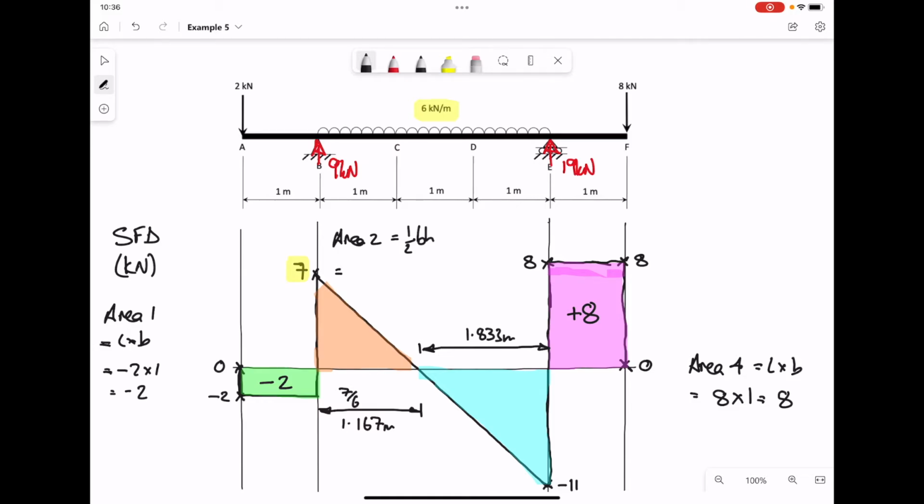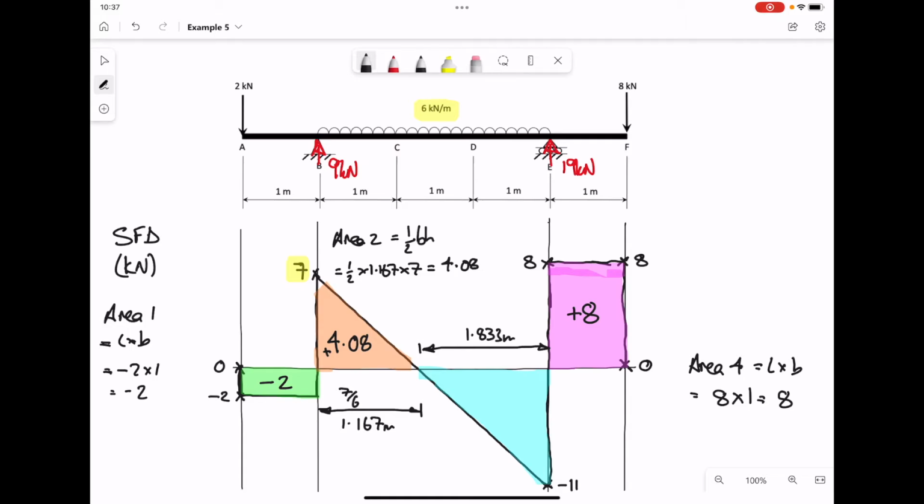Area 2 then becomes a half times the base, which is 1.167. Multiply that by the height, which is 7, and that gives us a value of 4.08. So this area has a value of 4.08. It's positive.